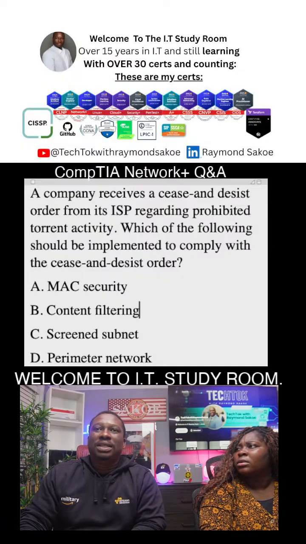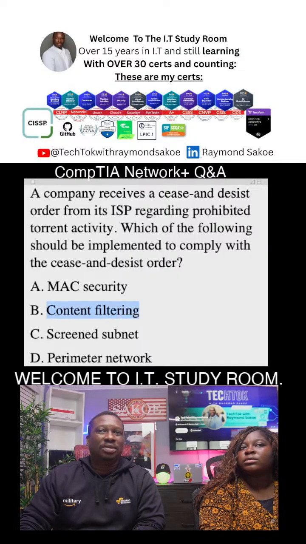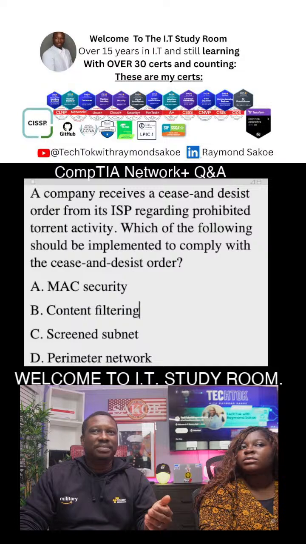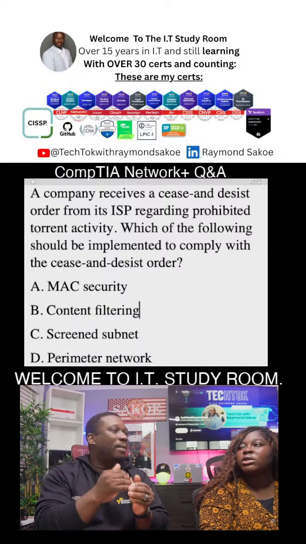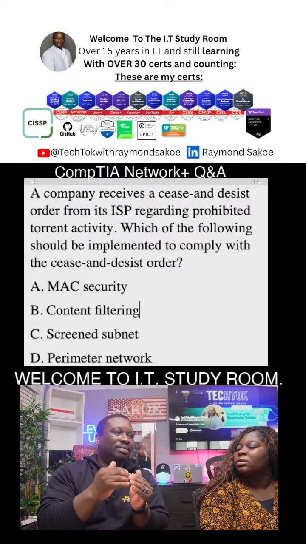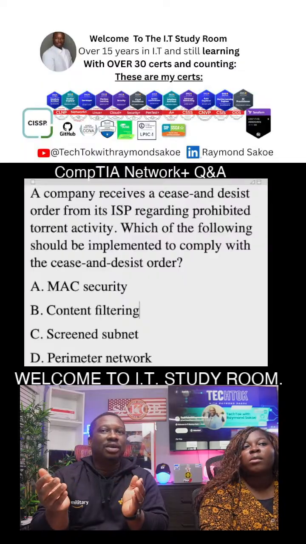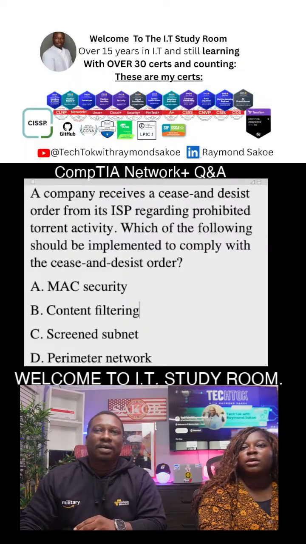So the issue now is that the site is prohibited, right? So what does the internet service provider need to do? They have to implement content filtering. Content filtering is basically a concept that filters web traffic. So if you are going to a specific, let's say keyword, it can block or filter that out. That's the whole point of content filtering.